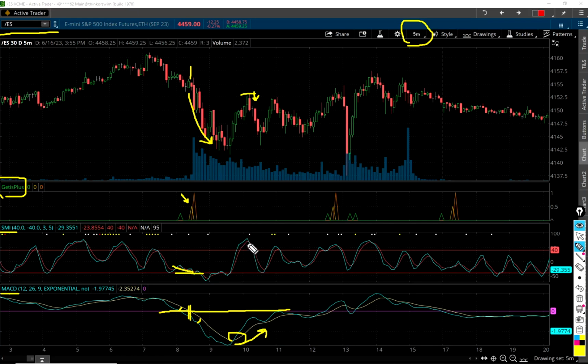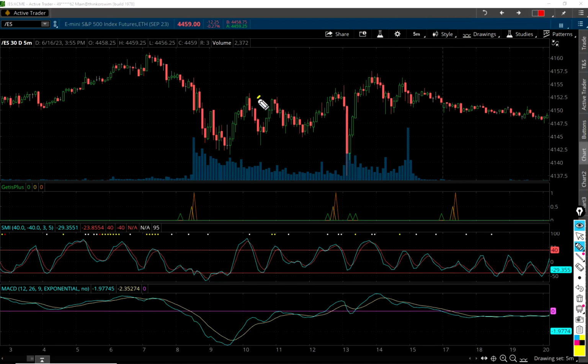Now, the SMI, the Stochastic Momentum Index, it begins to cross over like right here. Let's see, where exactly does that happen? It probably happens at this candlestick. Yeah, it happens on this candlestick right here, this big red one. And that's when I'm going to take this trade. I'm going to take the trade right on this red candlestick, even at the close, which is fine. What's the close? The close is 41.50.